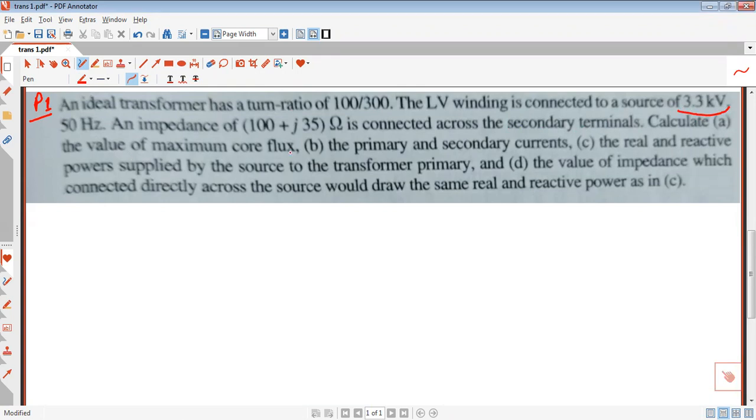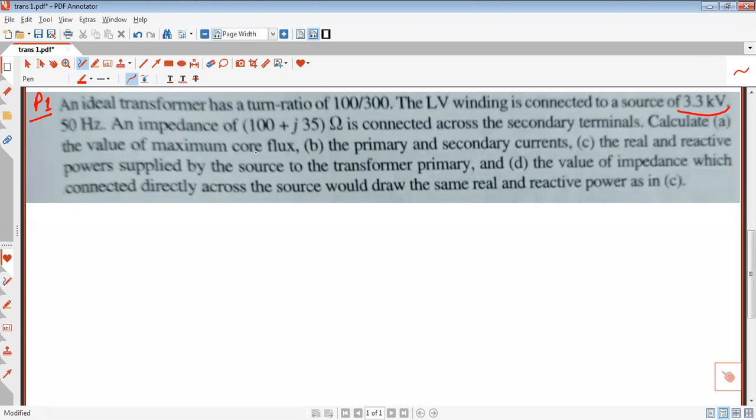Calculate the value of maximum core flux, the primary and secondary current, the real and reactive power supplied by the source to the transformer primary, and the value of impedance which, connected directly across the source, would draw the same real and reactive power as in part C. This is a very interesting problem taken from the Nagrath and Kothari book, Basic Electrical Engineering.